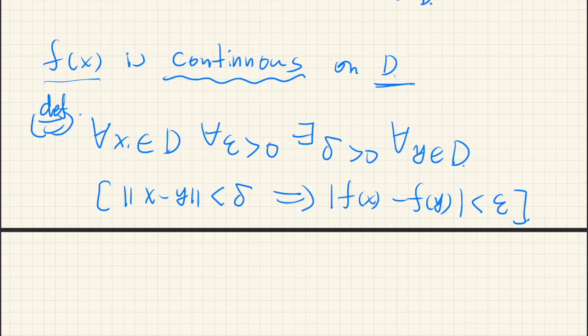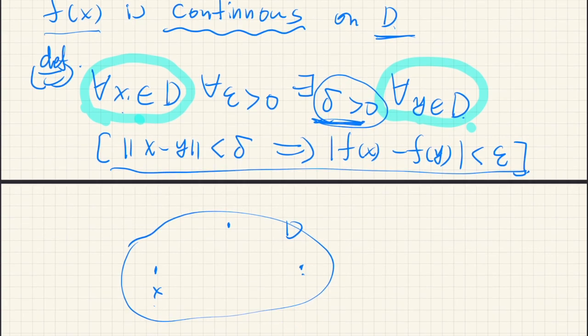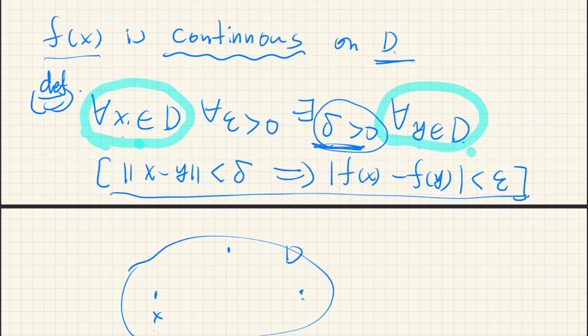Okay, so the point here is that for all x in D is here and for all y in D is here. So they are separated. What this means is that this delta can actually depend on the value of x. So suppose this is D. Depending on where x is, maybe x is here or x is here, the value of this delta such that this implication holds can be different. So this is what continuous functions mean.